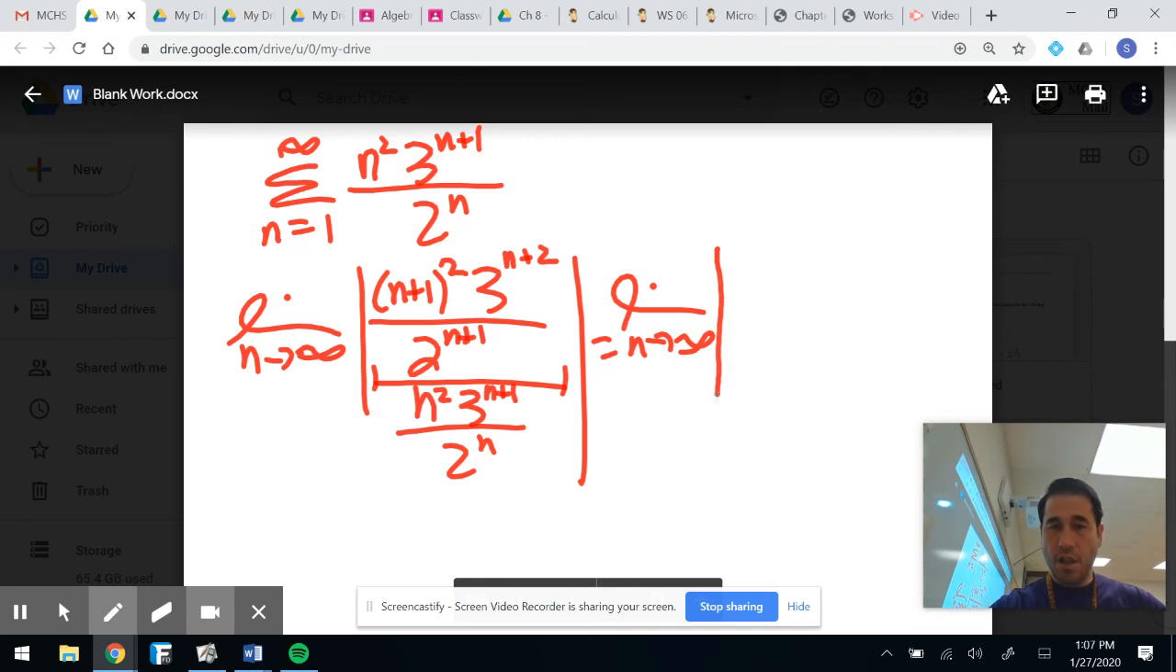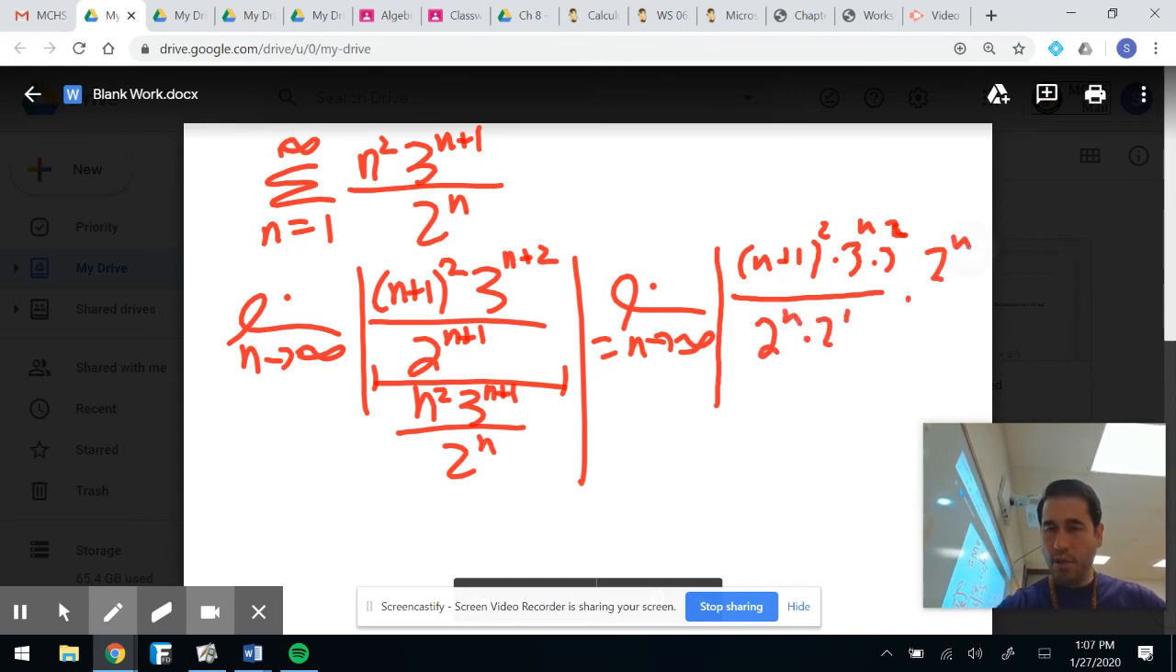So n plus 1 squared is going to stay as it is. That can be 3 to the n times 3 squared, right, class? 3 squared, all over 2 to the n times 2 to the first. And then I'm going to go a little reciprocal, and I get n squared, and then 3 to the n and 3. So the 3 to the n cancel, and I get the limit as n approaches infinity.